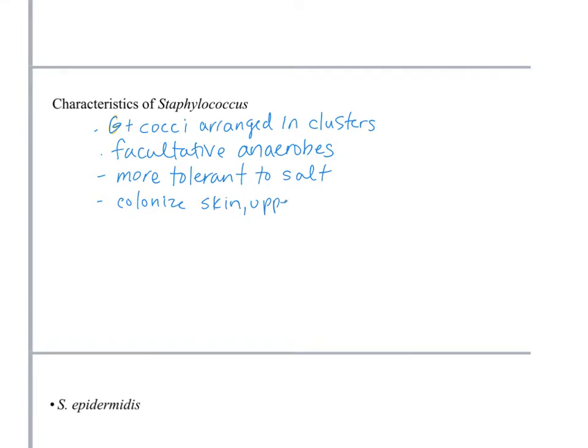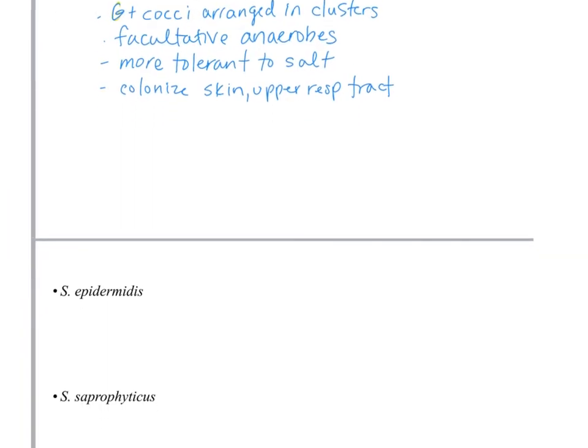So you're going to find staph ubiquitous everywhere on our skin, and I would say the upper respiratory tract as well. Also, really in nature, they're everywhere. Soil, dust, air, water, food and dairy products. So you're going to find staph just about anywhere, everywhere.